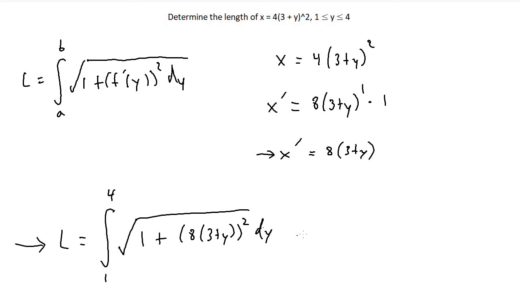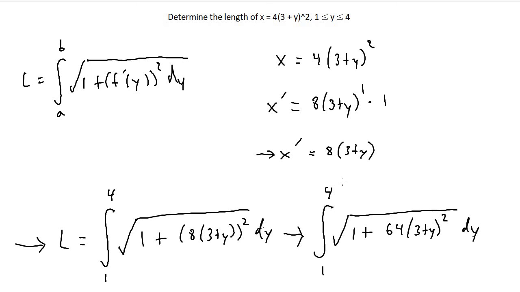If I wanted to simplify this even further, I could just square the 8 times 3 plus y, sorry. I get the integral from 1 to 4, the square root of 1 plus 64 times 3 plus y squared dy. And that is the final answer for the arc length formula.